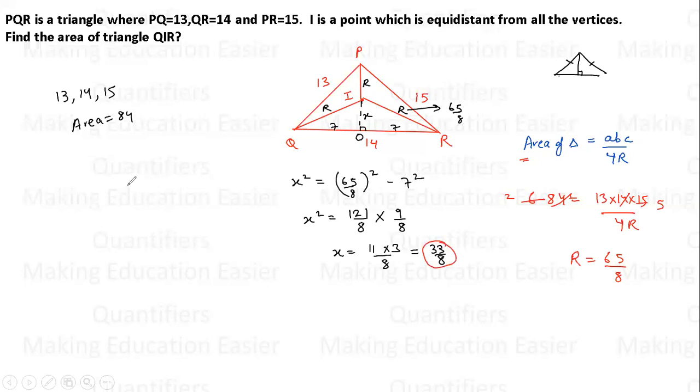So now we know the value of x, which is 33 by 8. We can easily find the area of this triangle QIR, half into base. Base is 14, and height we have calculated as 33 by 8. If we solve it, we'll get 231 by 8, which is slightly less than 29. So the approximate area will be 29.